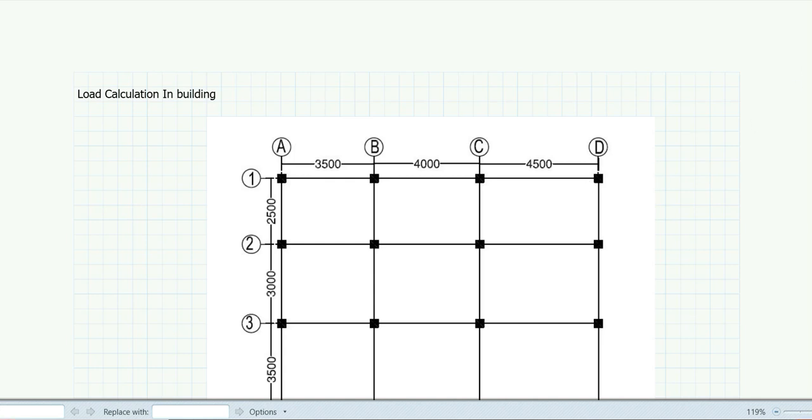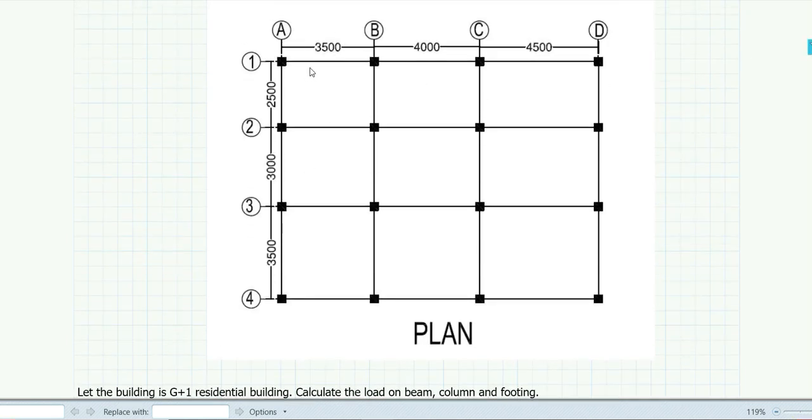Suppose this is the building frame. This is the plan of the building. Here you can see a total of 60 columns are there. The spacing of the columns is mentioned. Suppose this is A, B, C and D. The difference between grid line A and B is 3.5 meter, between B and C is 4 meter, and C and D is 4.5 meter. In the same way, the grid distance between grid line 1 and 2 is 2.5, 2 and 3 is 3 meter, and 3 and 4 is 3.5 meter.